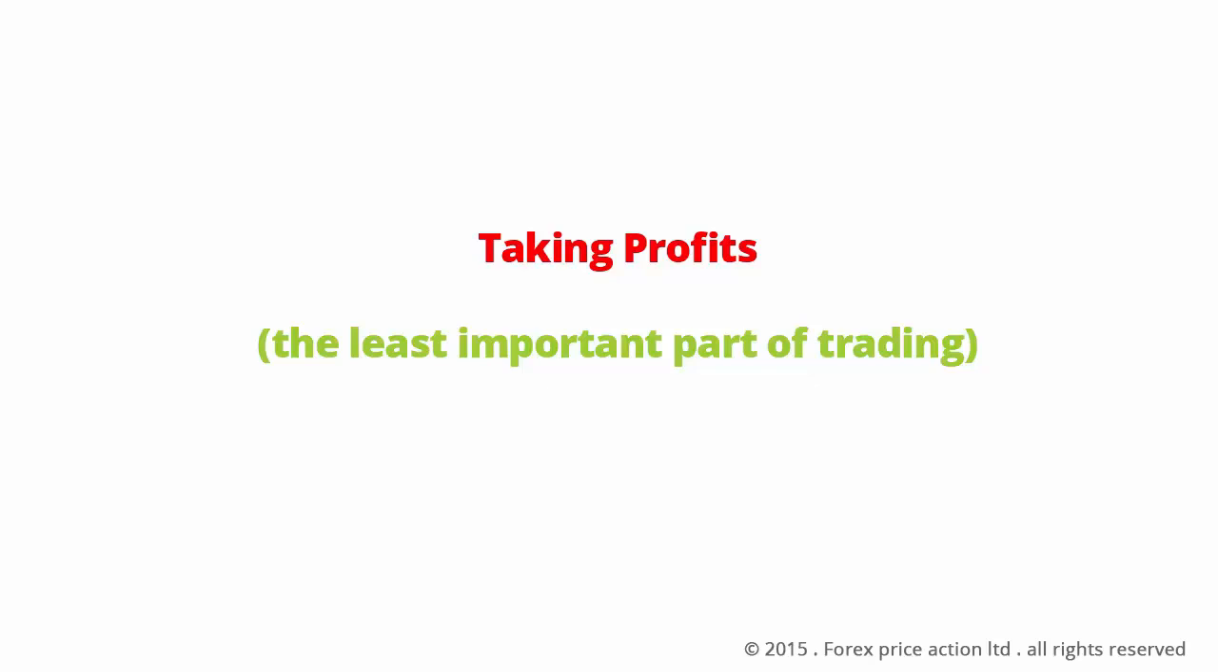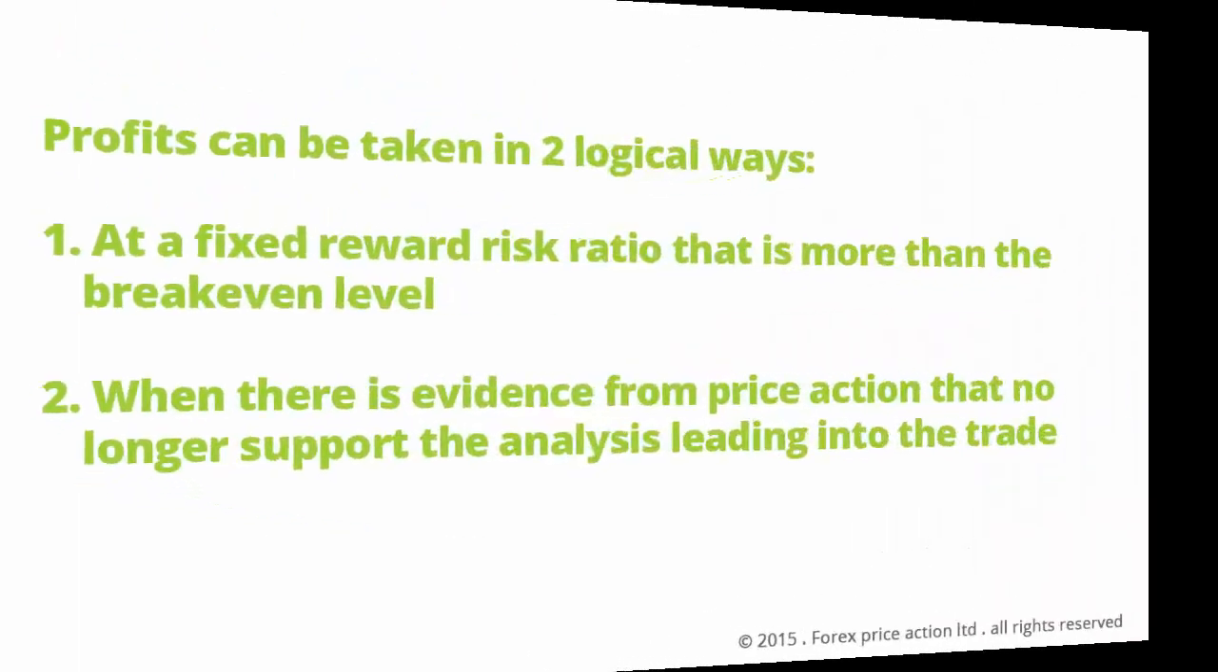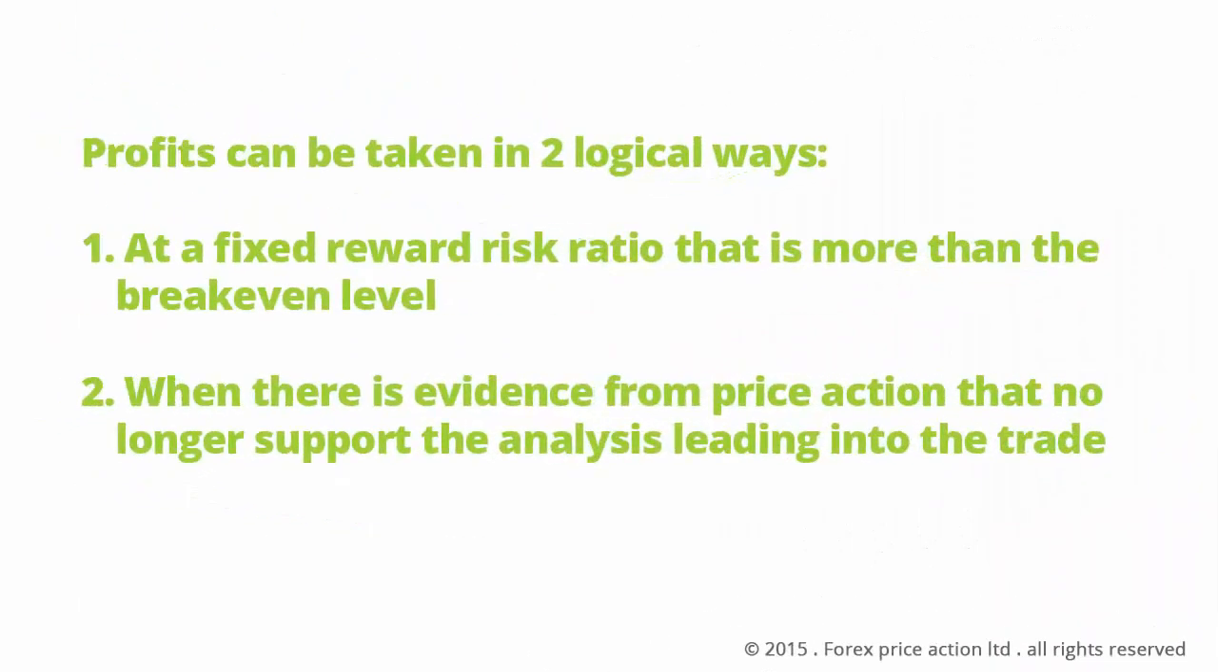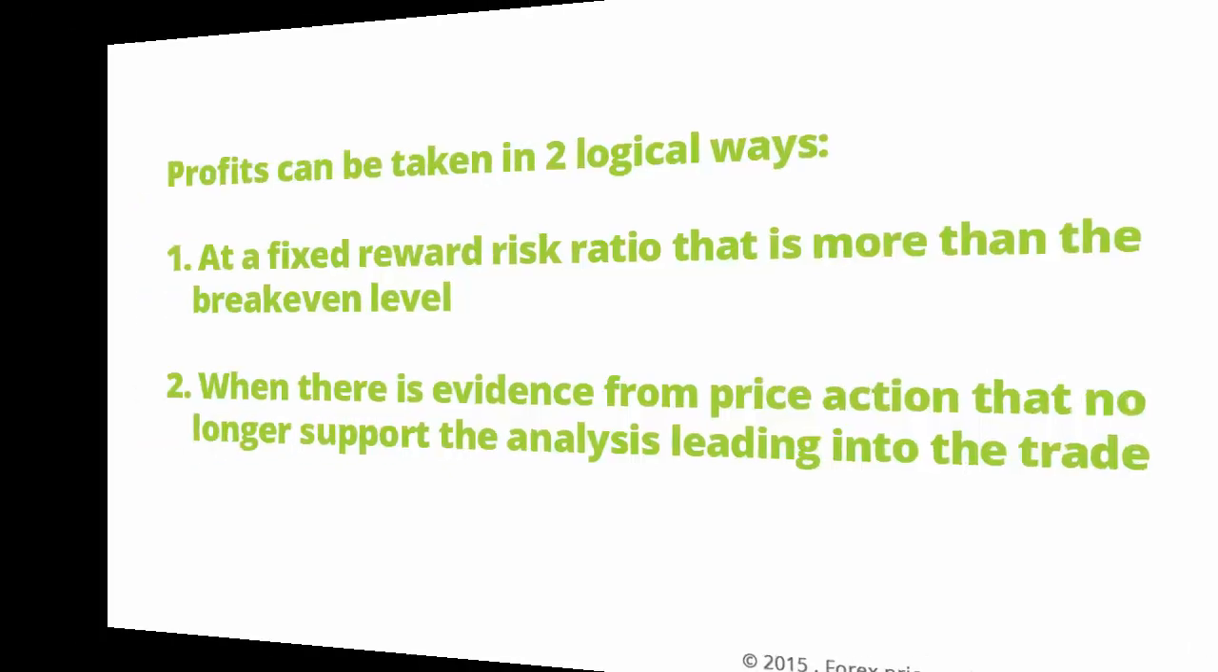Finally, after 9 chapters, we have come to the part that most traders would like to know the most. Profits can be taken in two logical ways. Number 1, at a fixed reward-risk ratio, such as 2 to 1 or 3 to 1. Number 2, when there is evidence from price action which no longer supports the analysis that led into the trade. I will talk about multiple targets towards the end because it is only suitable for traders that have a solid foundation of psychology and risk management already in place.